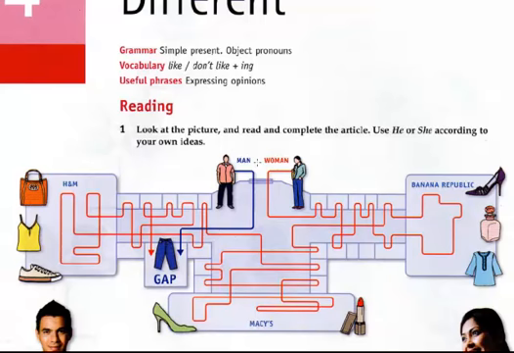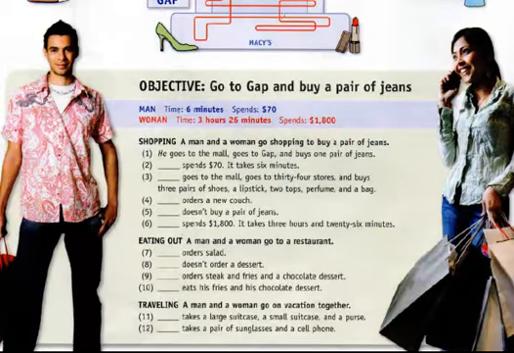Number 1, look at the picture and read and complete the article. Use he or she according to your own ideas. This man and woman's objective is to go to Gap, which is a very famous, very popular department store in the United States, and they have to buy a pair of jeans.